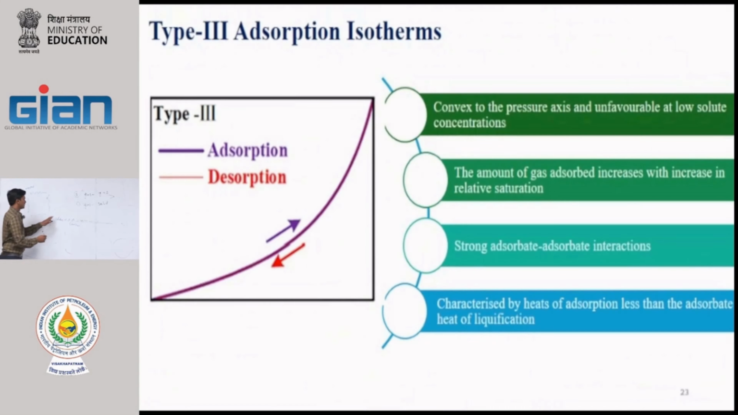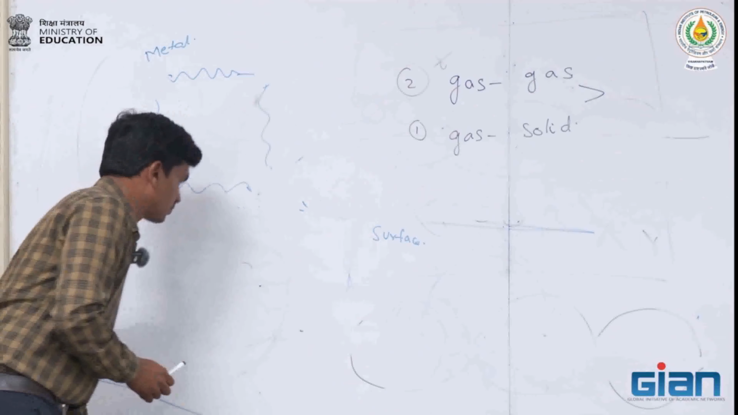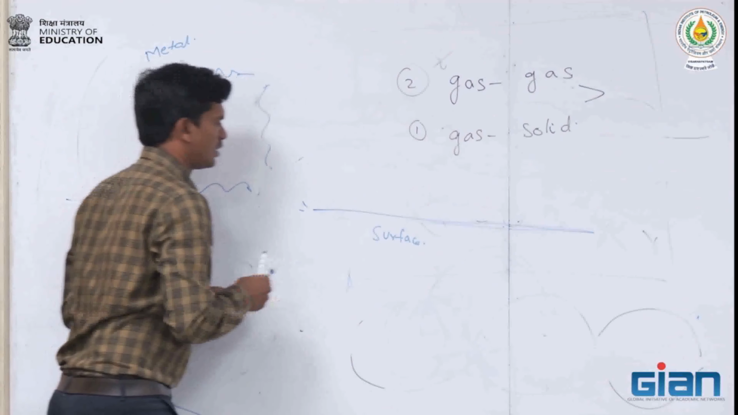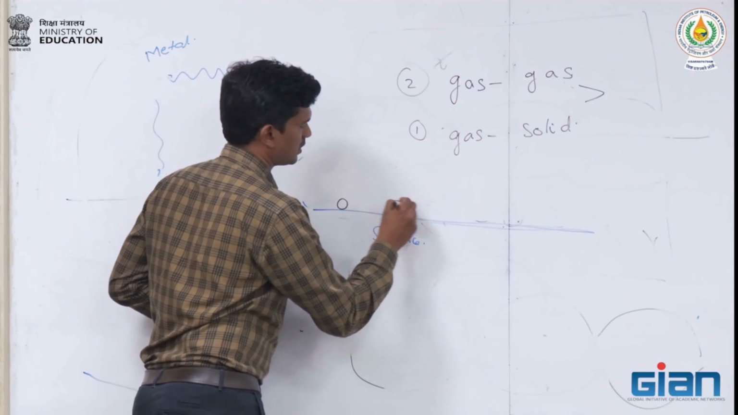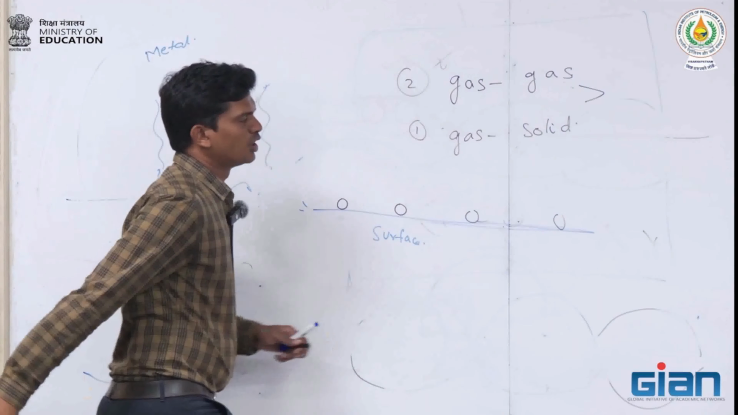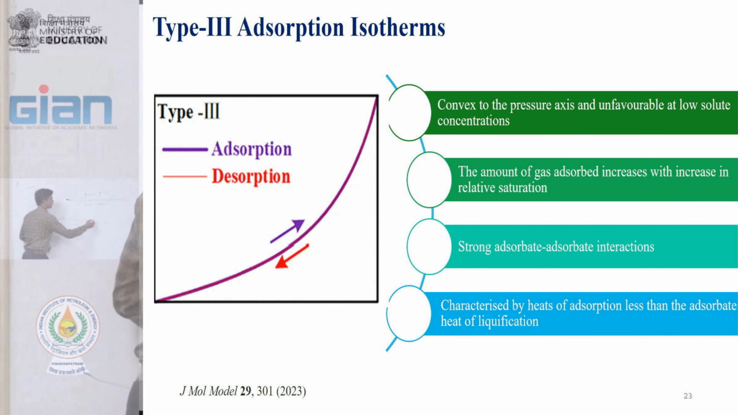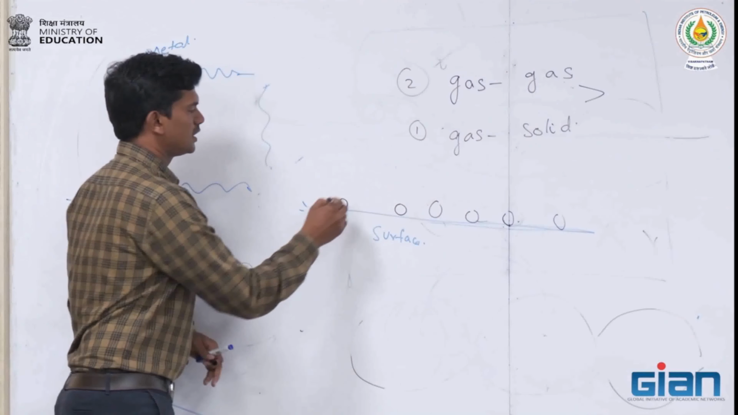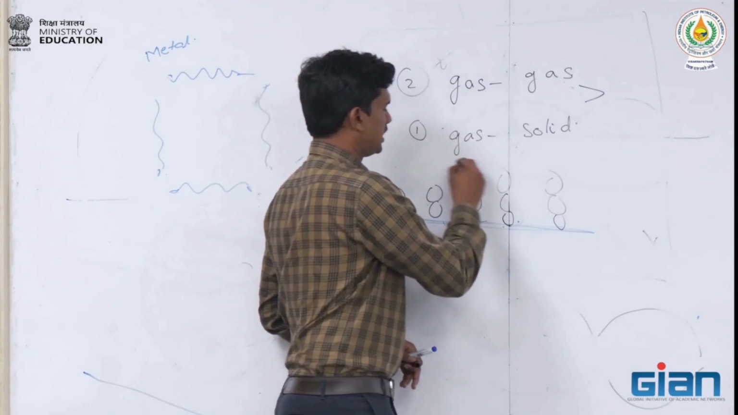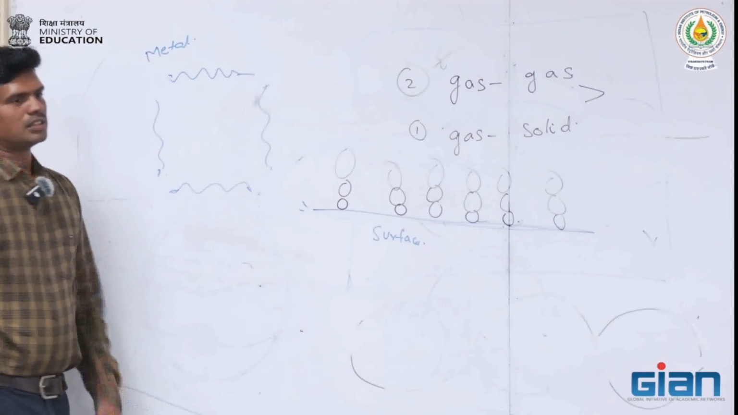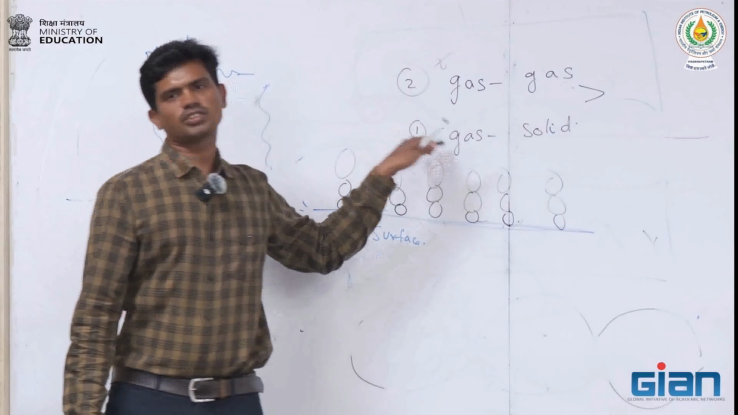So that means these gas molecules, as you increase the pressure, slowly come and sit on the surface, something like this. That's why as the pressure increases, the uptake slowly increases. Once the gas molecules come and sit, because gas-gas interactions are stronger, they start building on one another. So this kind of adsorption happens when gas-gas interactions are stronger than gas-solid interactions.